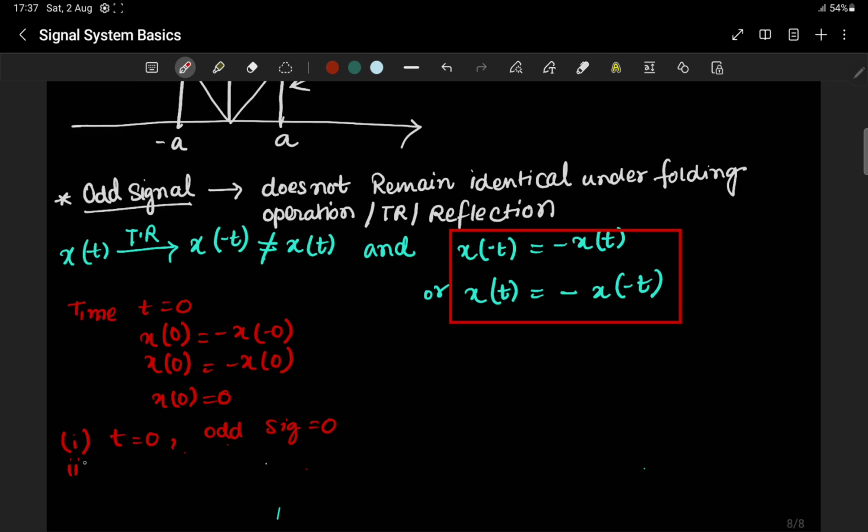And the second point, another point is that the average, mean or DC value of any odd signal is very important. These terms, mean value, DC value and average, of any odd signal are always going to be 0.